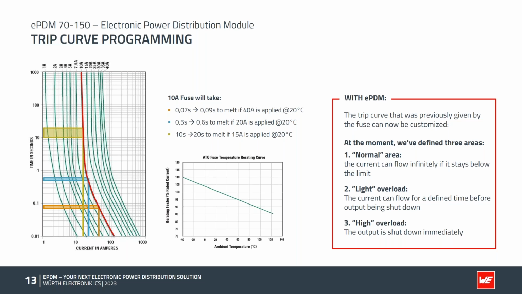The third area is defined as high overload. It will allow a much higher amount of current, but for a very short amount of time. This feature is fully programmable from our programming environment, and it can be fine-tuned based on wiring harness and load definition.